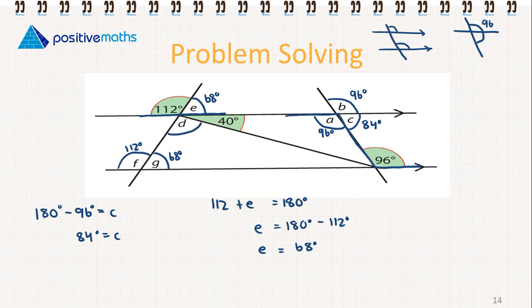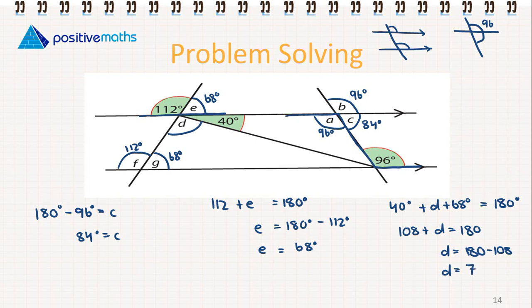For the last one, to find D, I'm going to use my rule for the interior angles. So I know that all of the interior angles, so that's 40 degrees, plus D, plus 68 degrees, add up to 180 degrees. So 40 plus 68 gives me 108, so 108 plus D is equal to 180. So therefore D is equal to 180 minus 108. So therefore D is equal to 72 degrees.